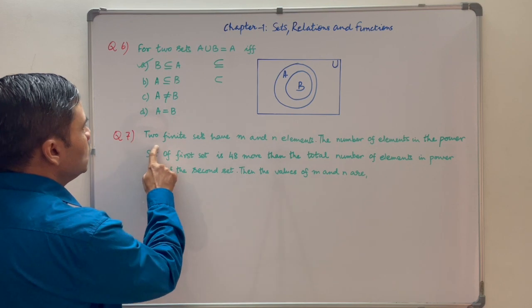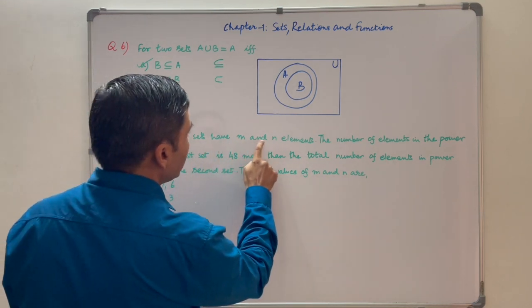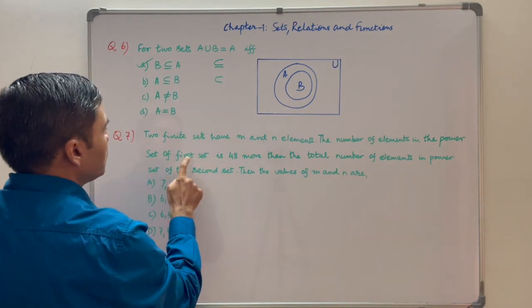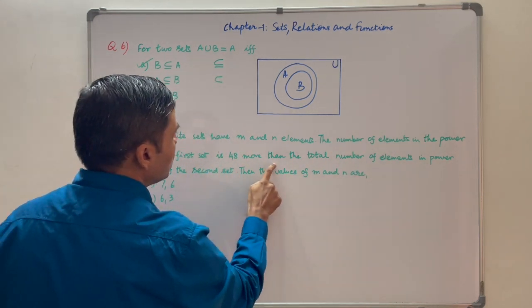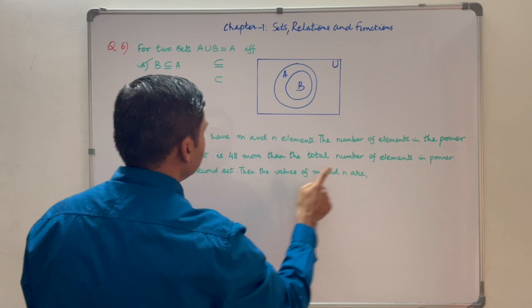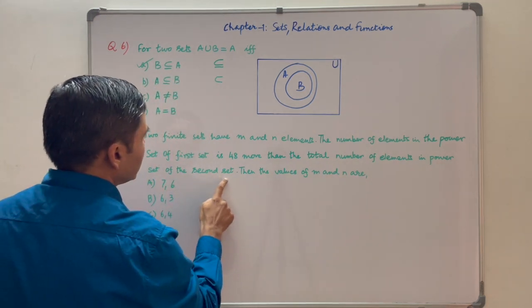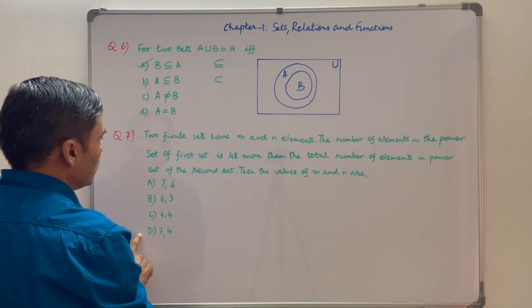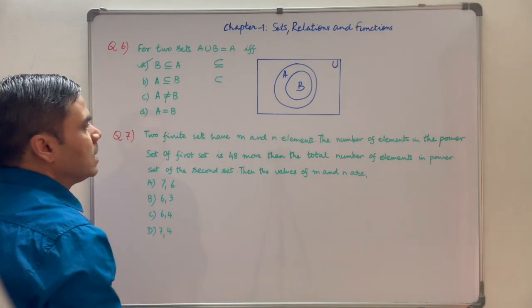Seventh question, two finite sets have m and n elements. The number of elements in the power set of first set is 48 more than the total number of elements in power set of second set. Then the values of m and n are. We need to figure out what is m, what is n.